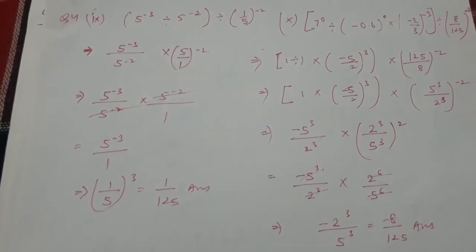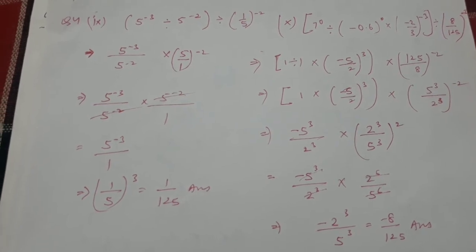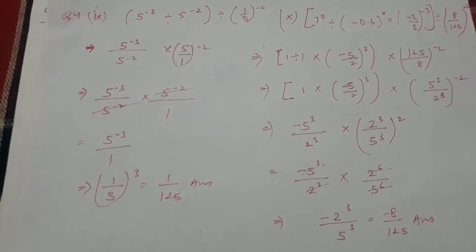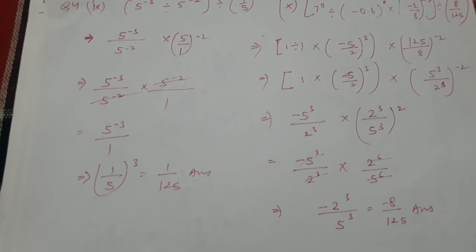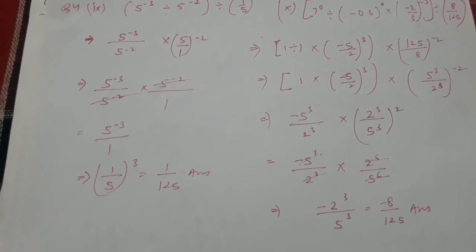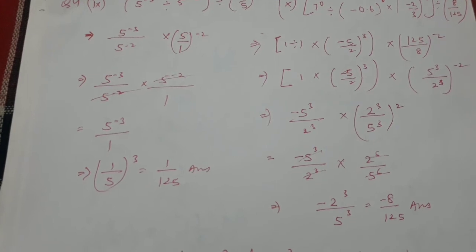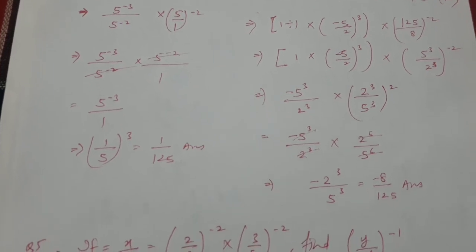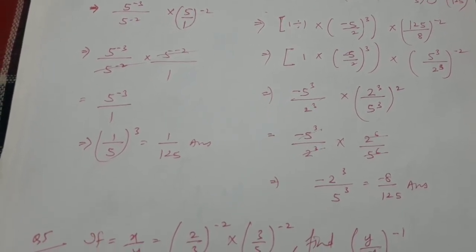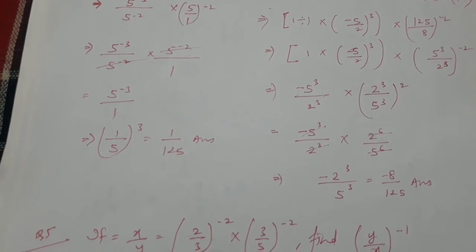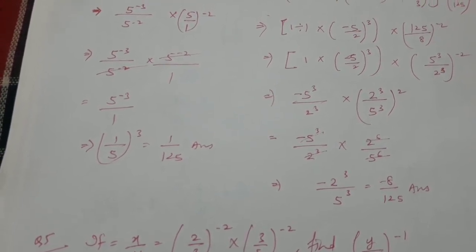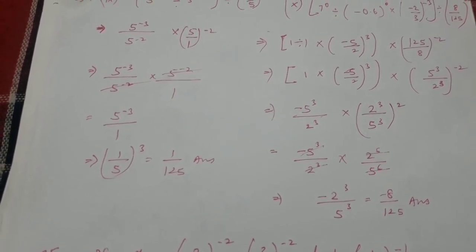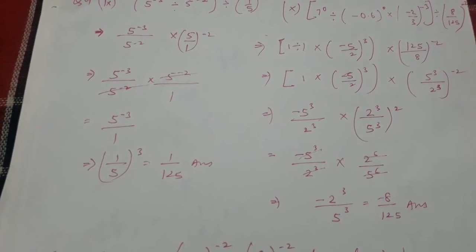So 1 into (-5/2)^3 into (5/2)^3 whole raised to the power -2. So (-5/2)^3 into (2^3/5^3)^2. So they will get cancelled as -5^3 with 5^6 and 2 by 2^3 with 2^6. So after cancellation we will be left with -2^3/5^3, that is -8/125.